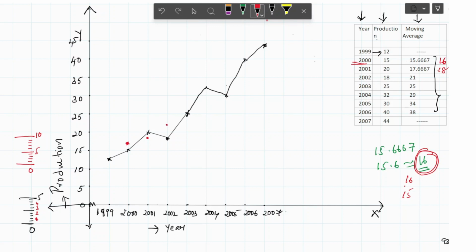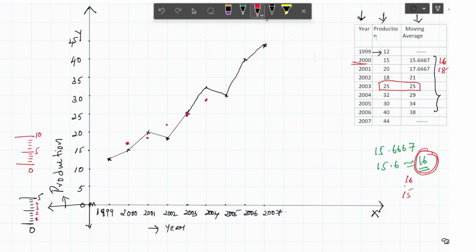Next, 2003, that is 25. That is the same in both, correct? Even see here, 25 and 25. Okay, it means it is the same point we are marking. Next one, 2004, that is 29. 29 means below 30. Somewhere here we can mark it with a red. Therefore, here I'm marking a red dot, that is a different line. Okay. Now 34, that is 2005, it is coming at 34.